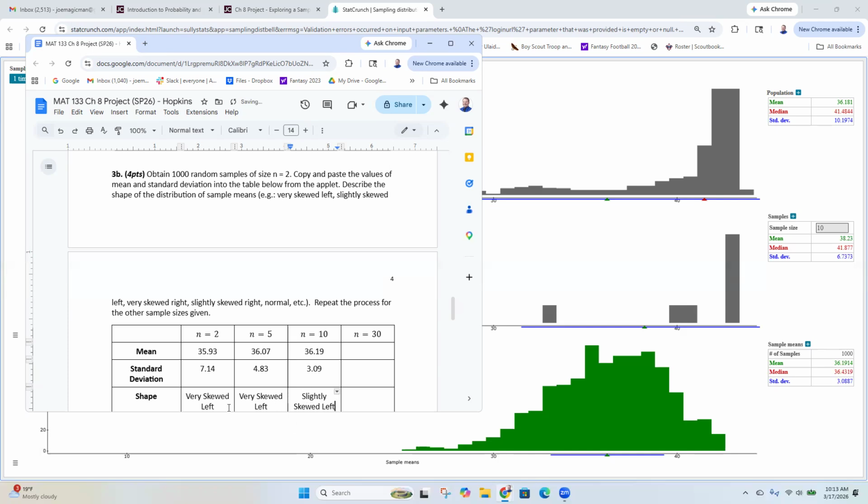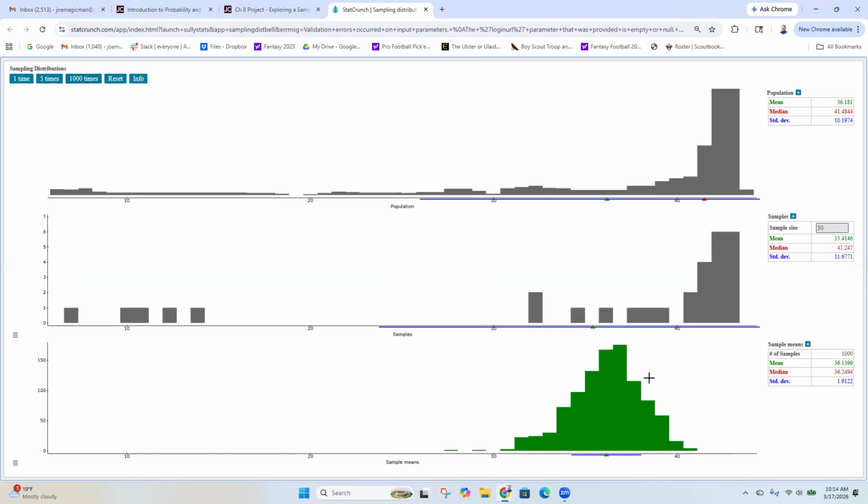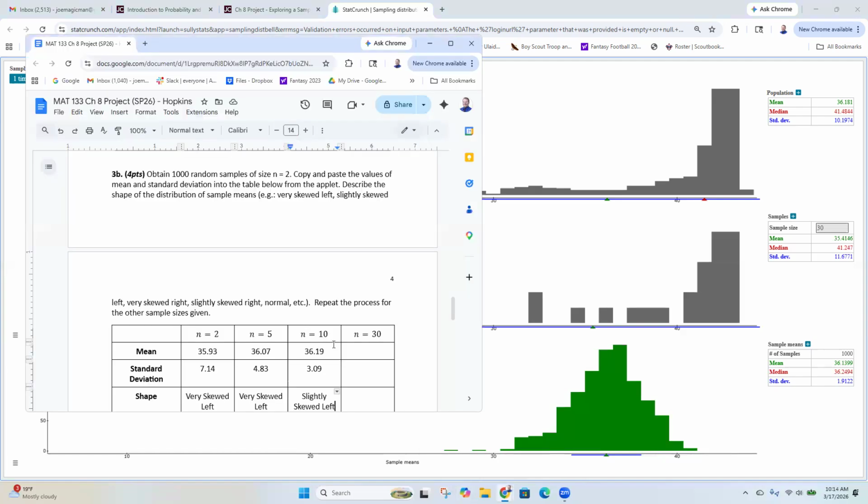Well, the shape is going to have the same answers as me. All right, lastly, for a sample size of 30. 30 is the magic number. Run it 1,000 times. Well, mine's still maybe a little skewed. That's okay. It's because I made my original population skewed as heck.